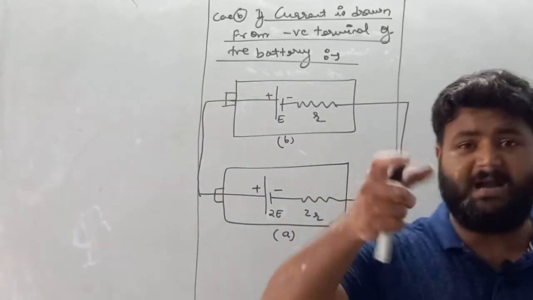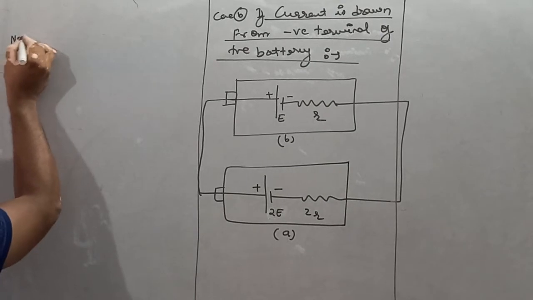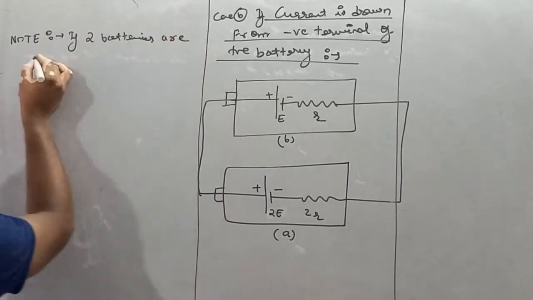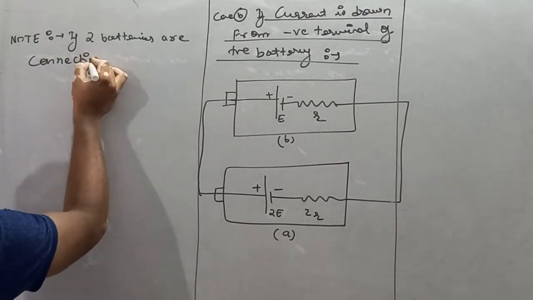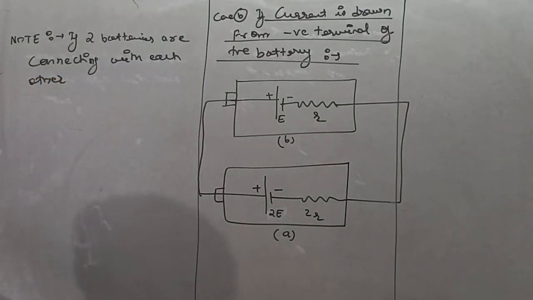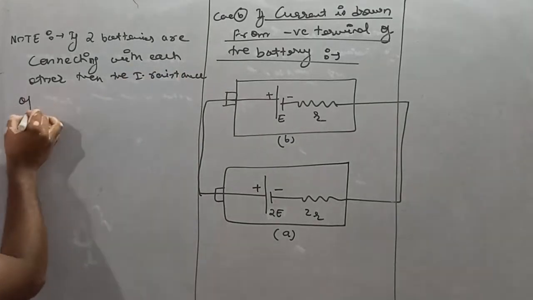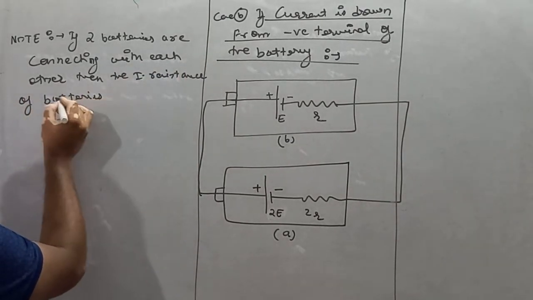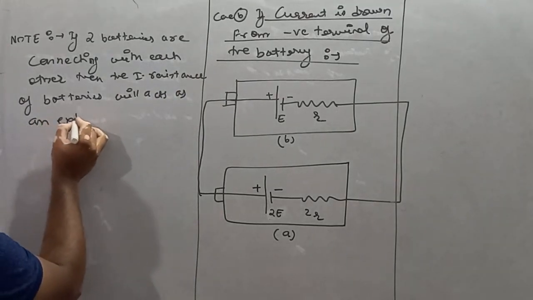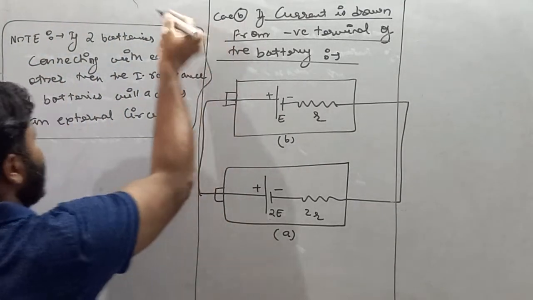See, my dear student, write down in form of note: if two batteries are connecting with each other, then the internal resistance of batteries will act as an external circuit. So my dear student, remember, this is very important concept.